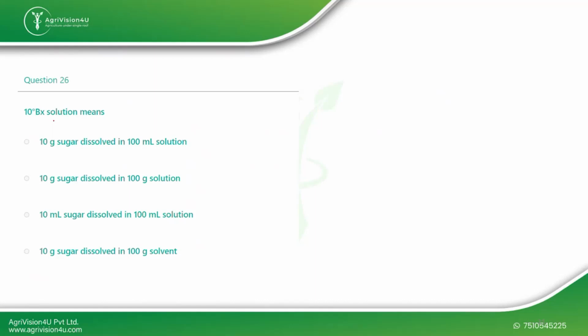Now the next question is, 10-degree Brix solution means what? 10-degree Brix of solution means basically 1 degree Brix means 1 gram in 100 ml of solution. So 10-degree Brix means 10 gram sugar dissolved in 100 ml of solution.